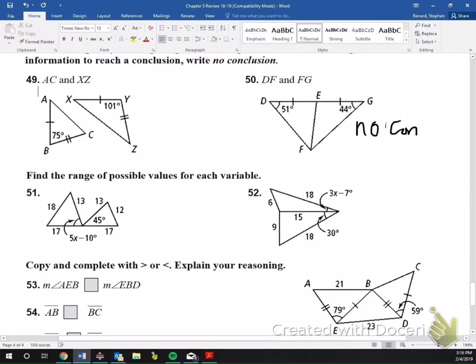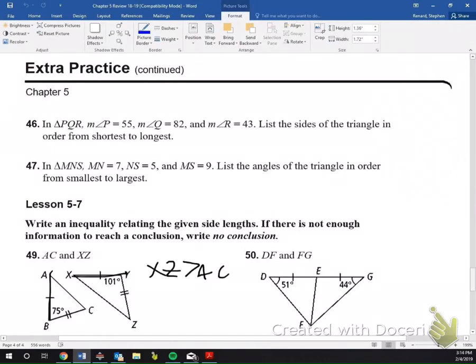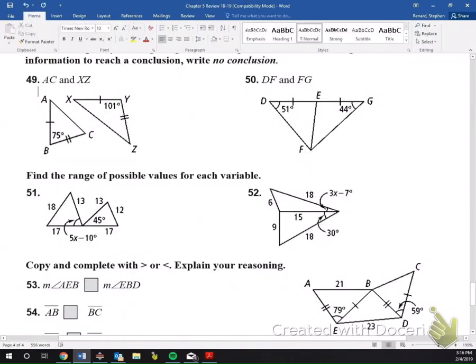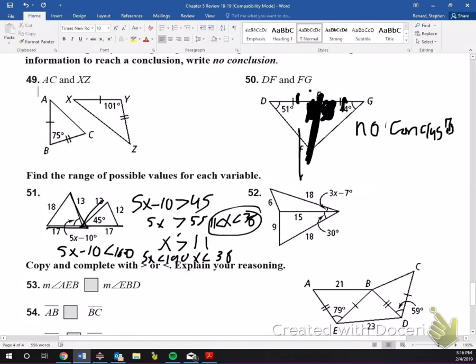Okay, now let's look at number 50. Now 50, check it out. We have this side is the same. Good. We have them sharing a side. Good. But look at what angle we're talking about. We're not talking about the included angle. The included angle would be this one and this one. Instead, we're talking about these peripheral angles. So, no conclusion.